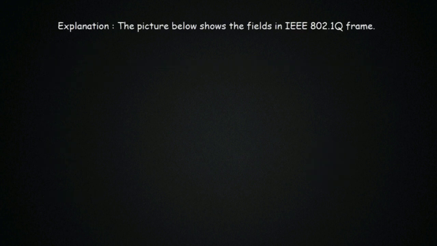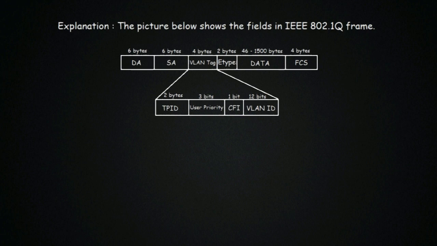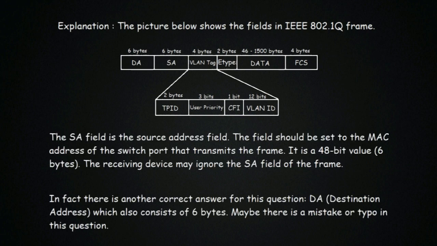Explanation. The SA field is the source address field. The field should be set to the MAC address of the switch port that transmits the frame. It is a 48-bit value, 6 bytes. The receiving device may ignore the SA field of the frame. In fact, there is another correct answer for this question, DA, destination address, which also consists of 6 bytes. Maybe there is a mistake or typo in this question.